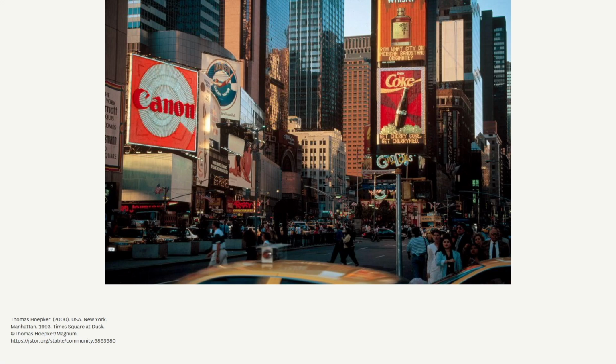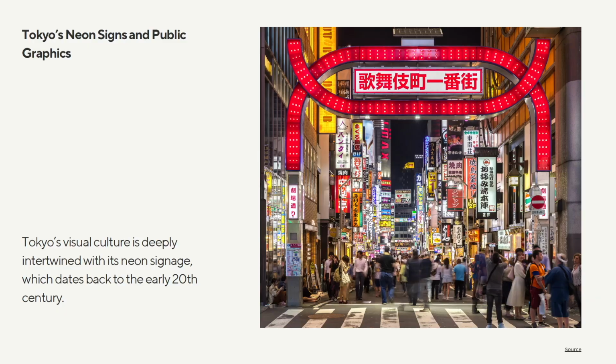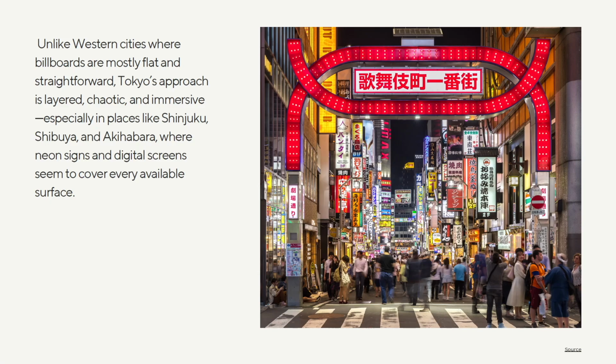But again, tech and the billboard industry is starting to work together for this, and taking it up a notch is Tokyo. We have a lot of neon sign and public graphics integration, and Tokyo visual culture is really entwined with the neons, and this is going to date back to the early 20th century. Unlike the Western cities, where we saw the Coca-Cola, we saw the Pepsi, everything's really flat, really straightforward. Levi's, same thing. Tokyo's approach is much more layered, chaotic, and immersive.